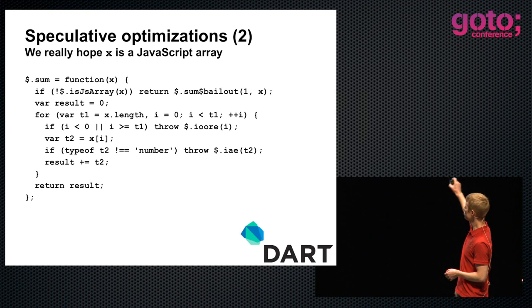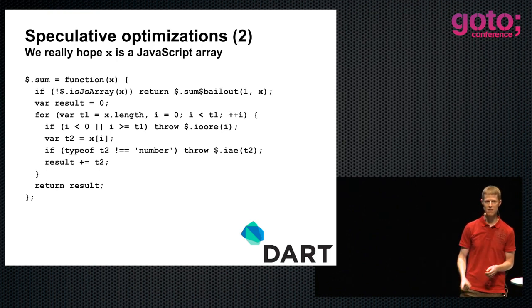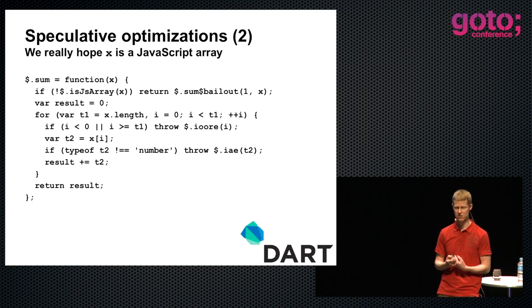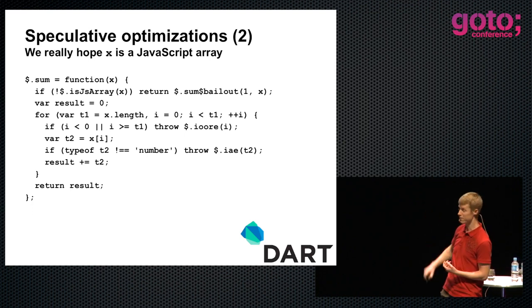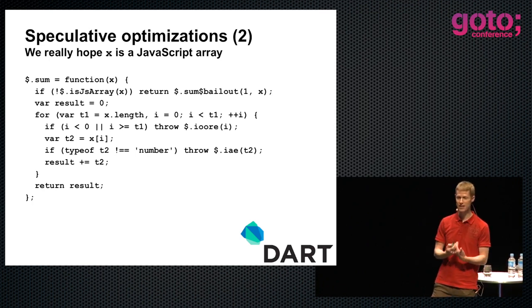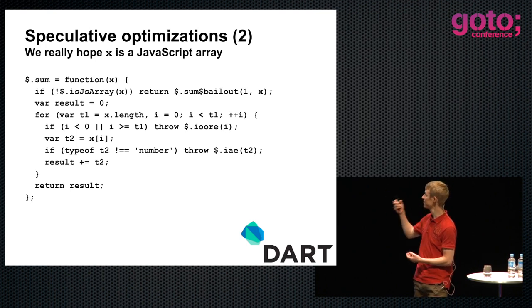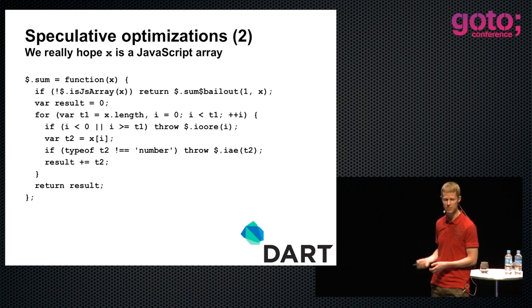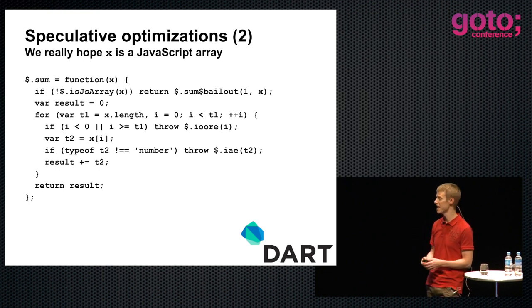The first thing that we do is we check if x is a JavaScript array. If it's not, we deal with that. But if it is a JavaScript array, which is the case from the first line down, essentially, we can just go ahead and do all the operations on that JavaScript array, knowing that it is a JavaScript array. And we can access the length, and we can access the array elements in a really fast way. We still have to check that the things we read from it are numbers, and we have to check that we're within bounds. But it's still much better than having to call arbitrary methods at this point.